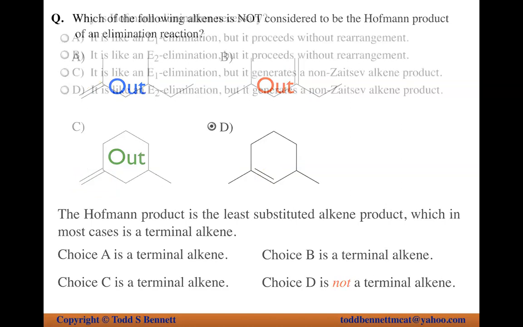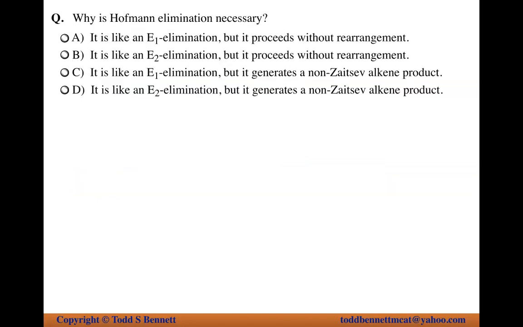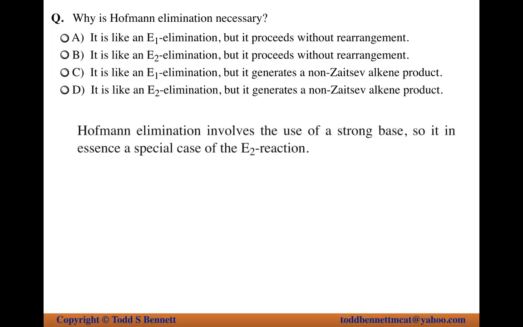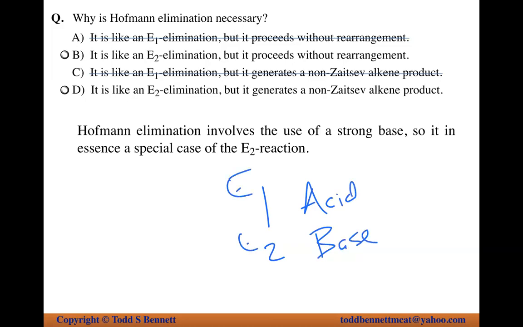Hofmann elimination, because I'm using a base, Ag2O, and in general, if I'm using a bulky base, like we'll do more examples of, it's base. So because it's a base, if I recall, 1, the first letter in the alphabet is A, 2, the second letter in the alphabet is B. So acid is E1, base is E2. So I'm good on that, like in this approach. So I know it's an E2 elimination, not E1.